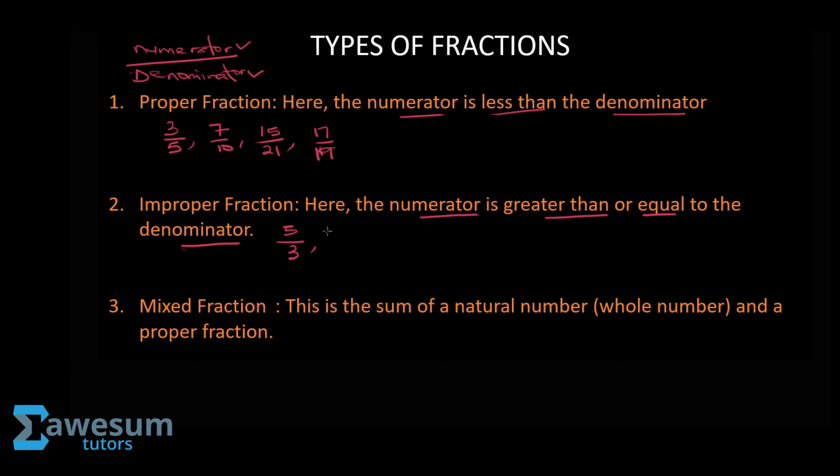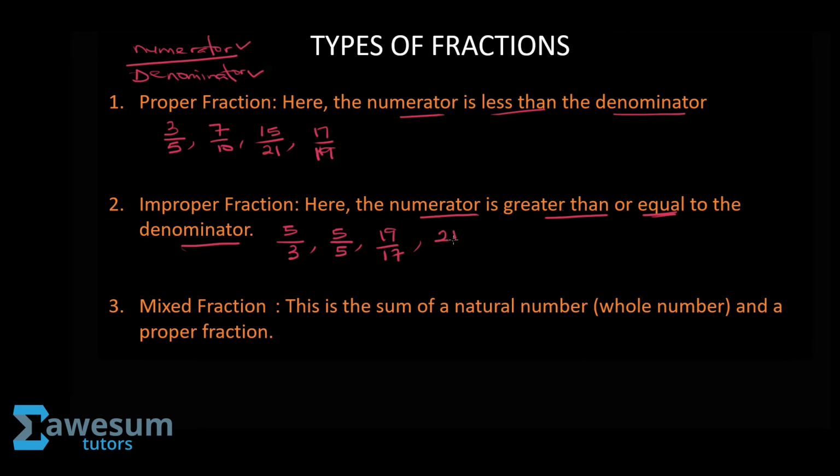Fraction. What about if you have 5/5? Remember, we also said numerator could be equal to denominator. That is an improper fraction. So numerator is greater than or equal to denominator. 5/5 is also an example of improper fraction. 19/17. 19 is greater than 17. Numerator is greater than denominator.